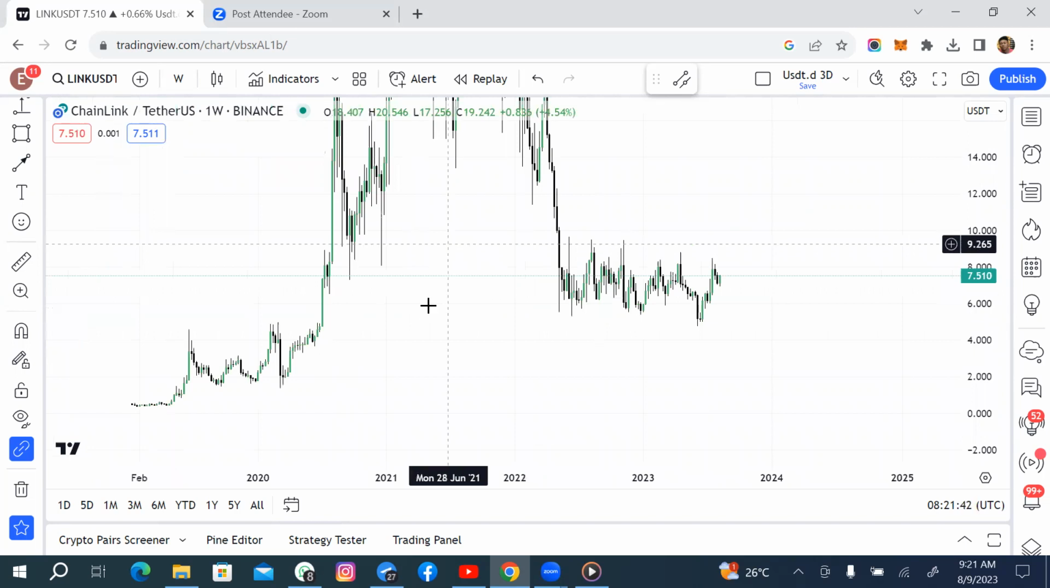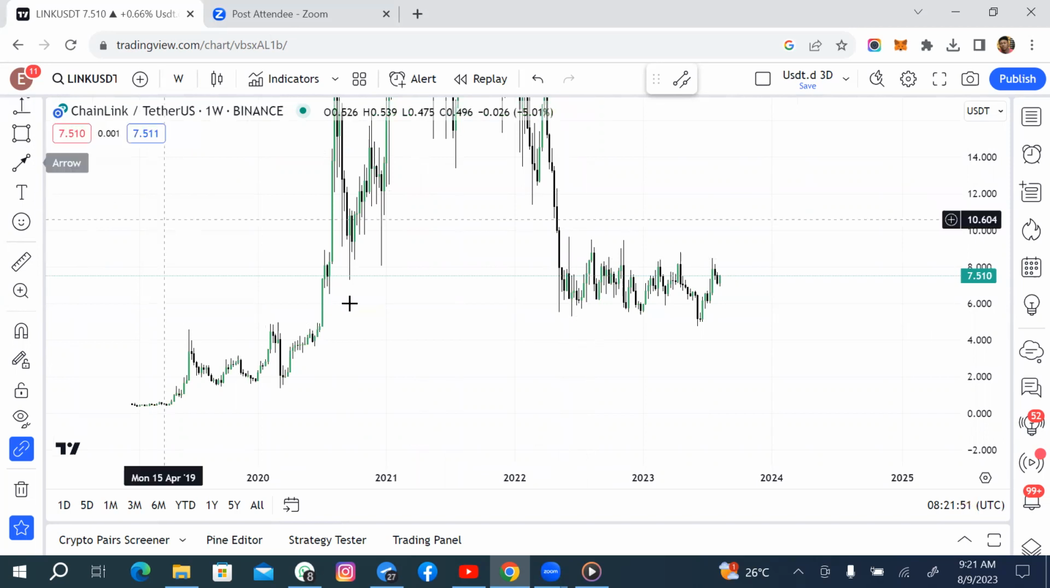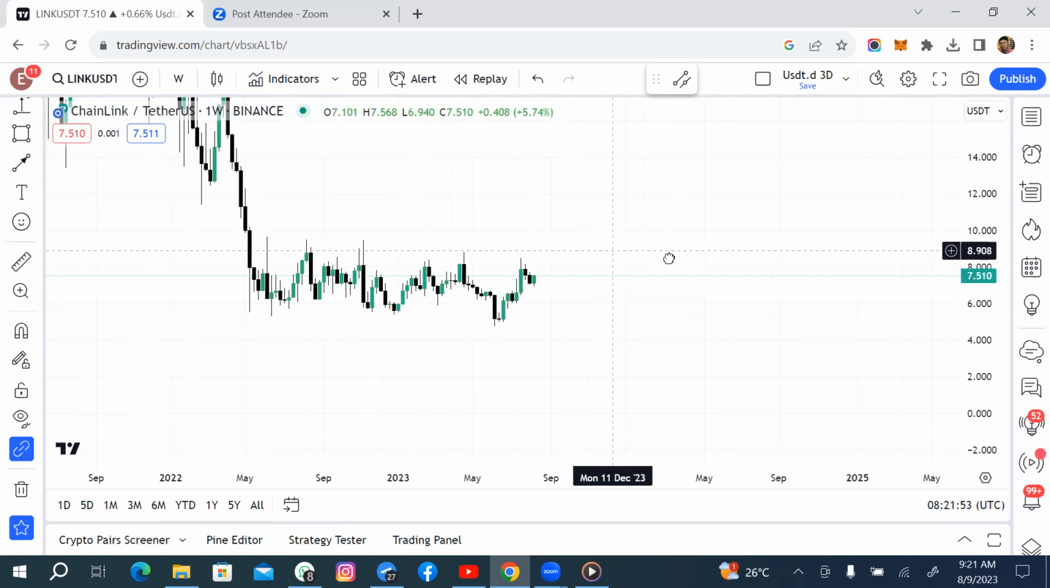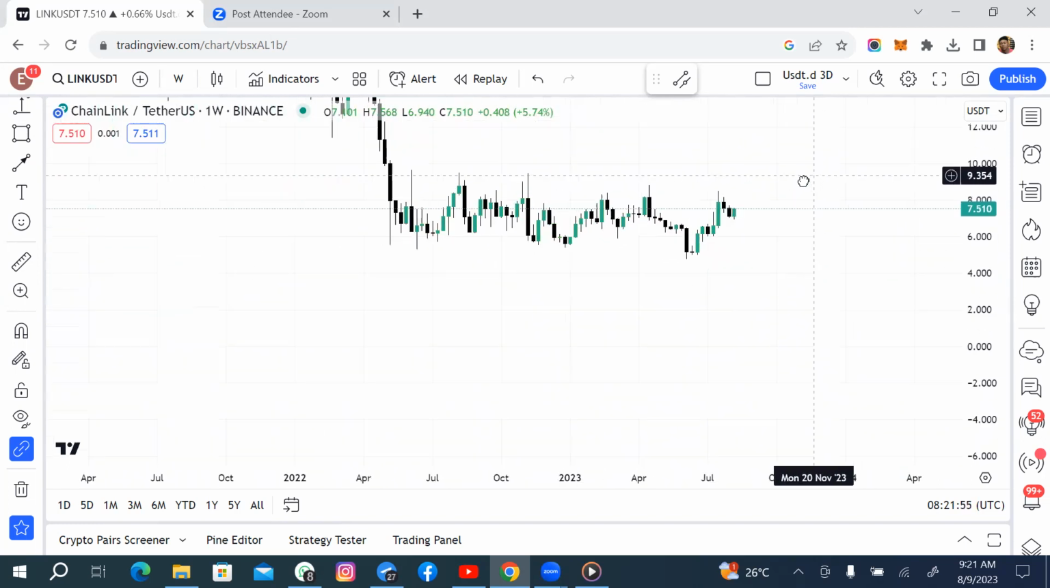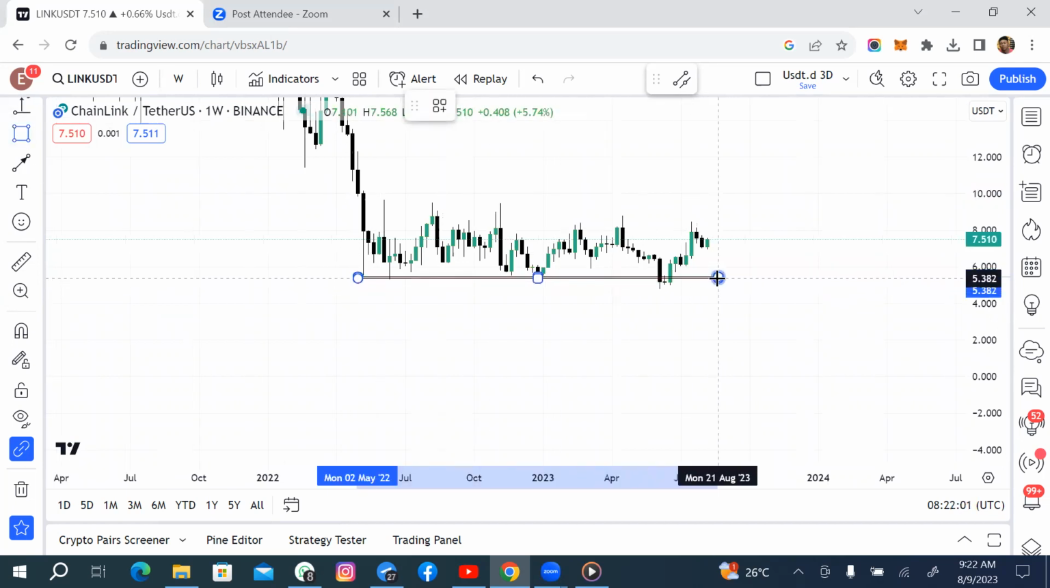Now, look at this accumulation. It's already happening right in front of us. Look at this. Now, look at the weekly, right? Just take a good look at the weekly. Now, we had the recovery. Where did we get the recovery from? We had the recovery from here.